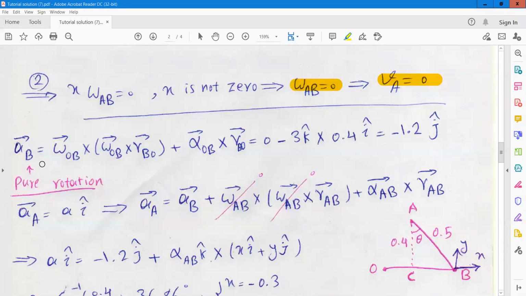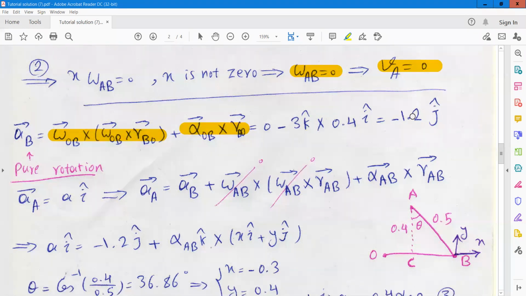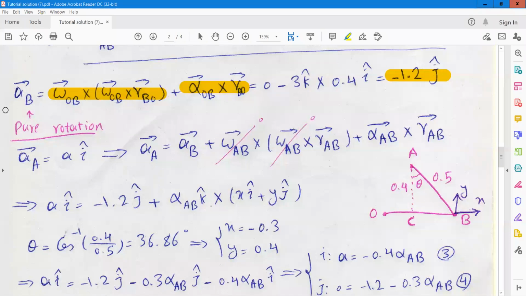The next step, we need to obtain the acceleration for point B, which is equal to omega OB cross omega OB cross RBO plus alpha cross R. Again, if you substitute here for point B, we know that the angular velocity is equal to 0. So this term is completely 0, and we can substitute alpha and RBO. So the acceleration of point B can be easily obtained.